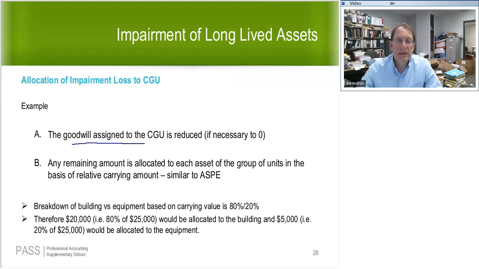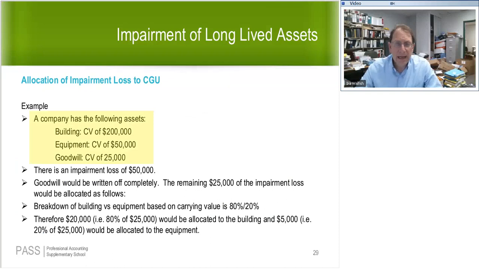Look at the example. A company has the following assets. They got a building of carrying value 200, equipment 50, and goodwill 25. Fine. Let's talk IFRS. I'm giving you the impairment loss. Everyone see that? See the 50,000? That's issue number 1. I just gave it to you. All right. How do I allocate the 50? Very easy. Wipe out the goodwill. Goodbye. There's 25,000 written down.